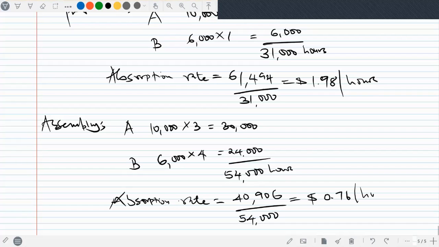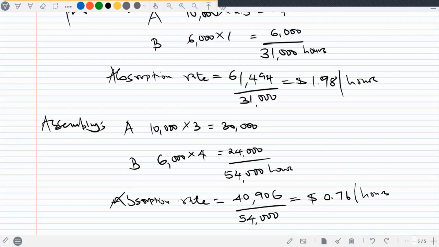0.76 dollar per hour that is spent in the assembly department. Clear? Yes. Question? No. Okay, great. Therefore, that's how we absorb the overheads into the cost of the product.